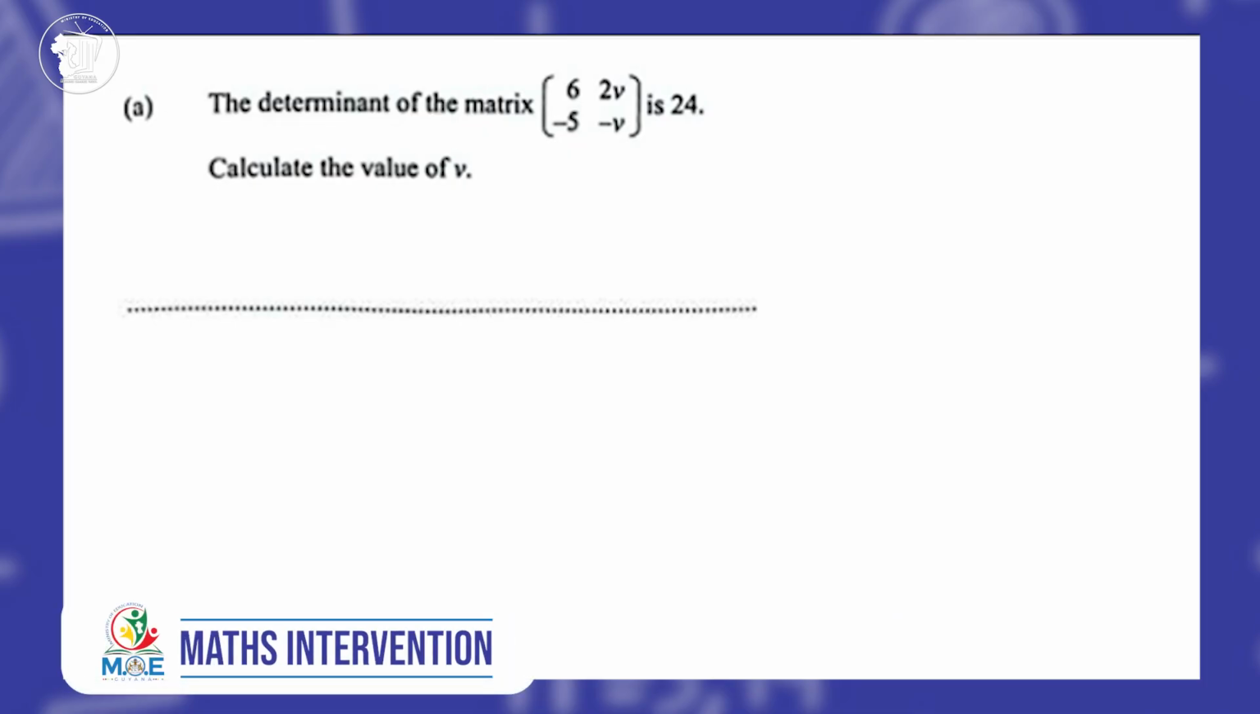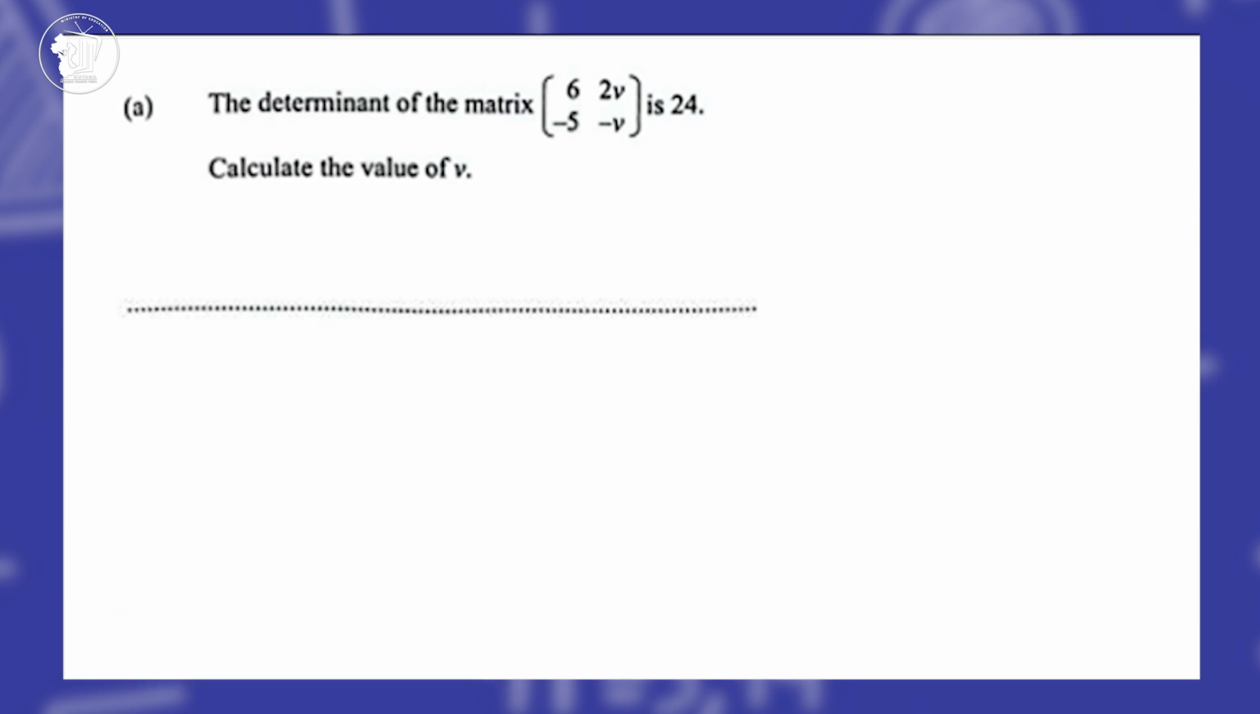So this question says, the determinant of the matrix, and we have the matrix 6, 2v, negative 5, negative v, is 24. Calculate the value of v. So they're telling us that the determinant is equal to 24. So we'll use that information to find the value of v.